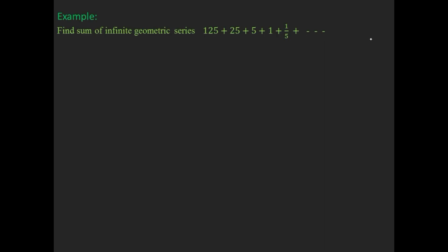Let's move further. This is the second example. Find the sum of the infinite geometric series 125 plus 25 plus 5 plus 1 plus 1 divided by 5, and so on. So the first term is 125, and r is obtained by dividing the second term by the first term, which is 25 divided by 125, and the answer is 1 over 5. And the third term divided by the second term, 5 divided by 25, and the answer is 1 over 5. Both answers are the same, so r is 1 over 5.